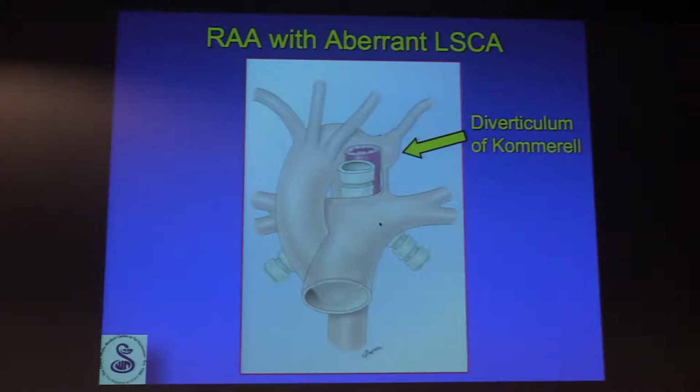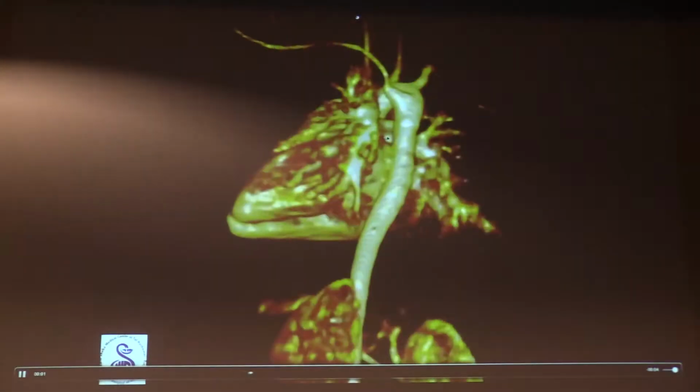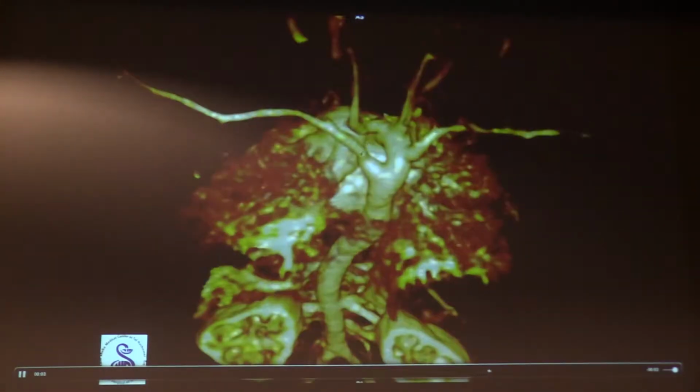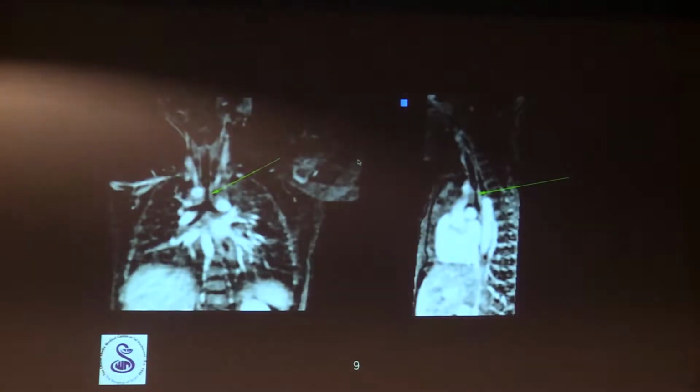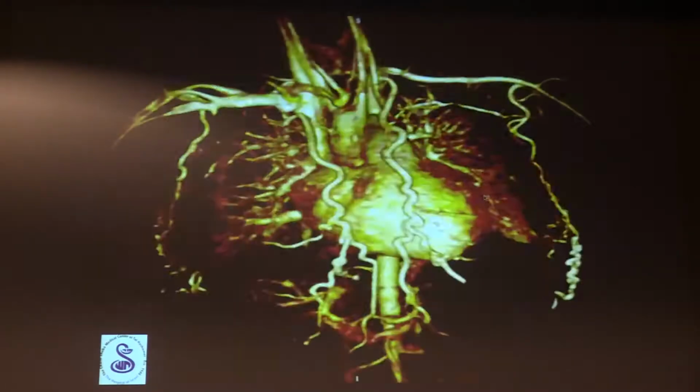Vascular ring, Professor Heron talked a lot about the vascular ring, but here are just a few examples in the CT and MRI view. This is the right aortic arch with an aberrant left subclavian causing a vascular ring. You can see the right aortic arch here, and this is the aberrant left subclavian. If you look at the MPR, you can see the pressure on the trachea in the coronal view and the sagittal view.